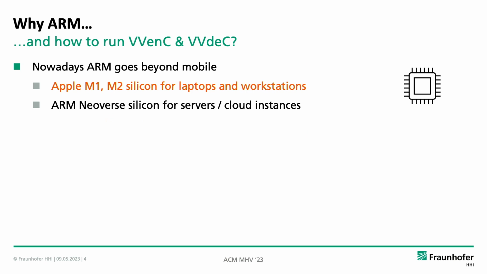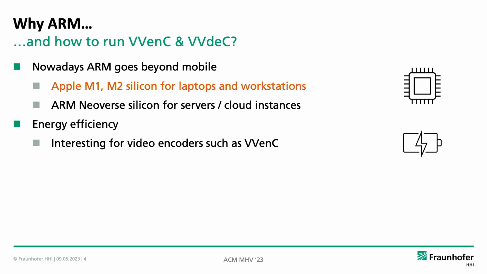So why ARM and how to run VVenC and VVdeC? So ARM, traditionally, used to be the CPU in mobile. So mobile phones, tablets, maybe TV boxes. But that changed recently with, for example, Apple introducing the Apple Silicon, which is based on an ARM design. It has the M1, the M2 right now for laptops and workstations. We have the ARM Neoverse Silicon design for server and cloud instances. In this talk today, I will focus on the laptop and workstation Apple Silicon and a bit on mobile.